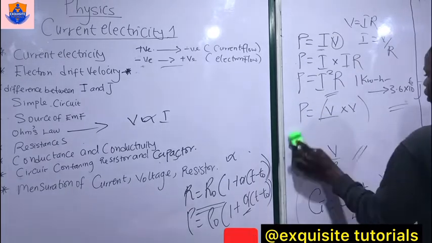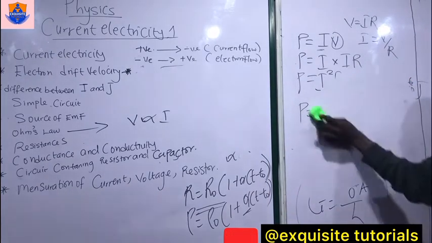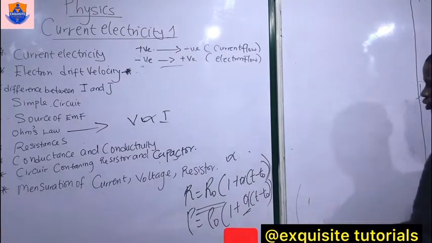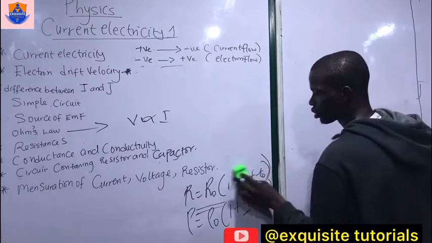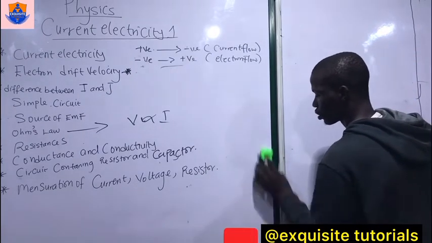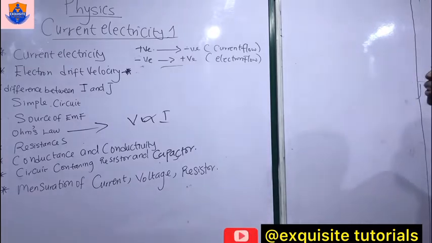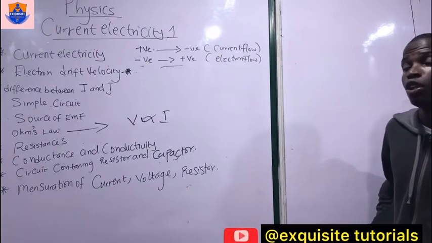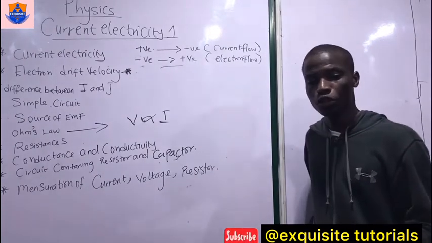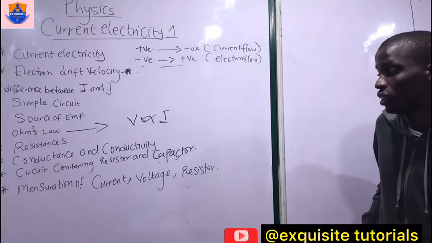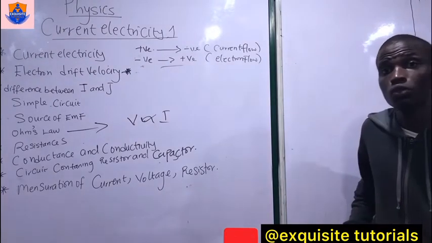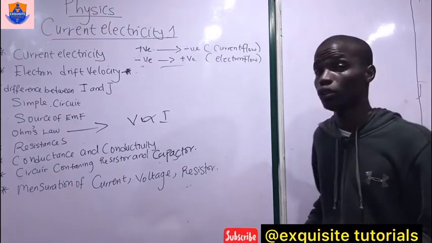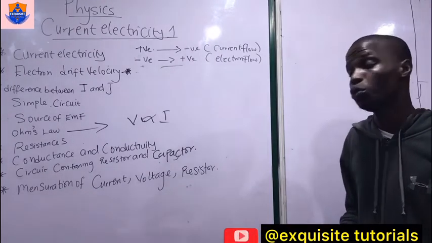So now for the last part, which I'll be explaining quickly, is measuring of current, voltage, and resistance. In order for you to measure current in a circuit, you use an ammeter. If you measure the voltage, you use a voltmeter. Then for the resistance, you use an ohmmeter.